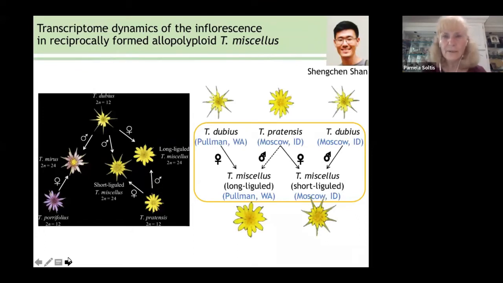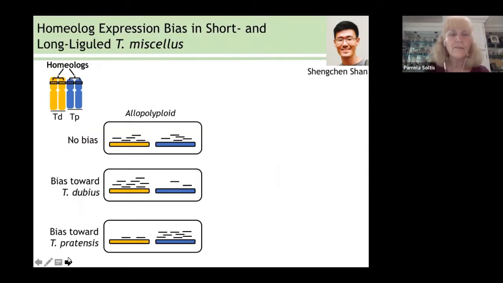So we analyzed samples from the localities where these species occur naturally in Washington and Idaho, and we subjected them to RNA-seq analysis. And here we were interested in finding out if there was a bias in the homolog expression for each of the tetraploid forms, or whether there was no bias. What that would look like is, if there was no bias, there would be equivalent mapping of the expressed genes to the two parental copies. If there was a bias toward dubious, we'd have more dubious homologs, dubious represented in orange, and here in misellus, the blue representing pretensis. And so this would be biased toward dubious, and then the reciprocal bias toward pretensis. And this is work that Sheng-Chen Shan did as part of his dissertation work with us.